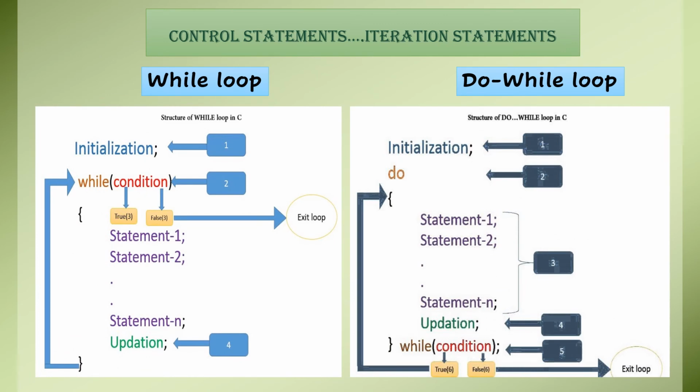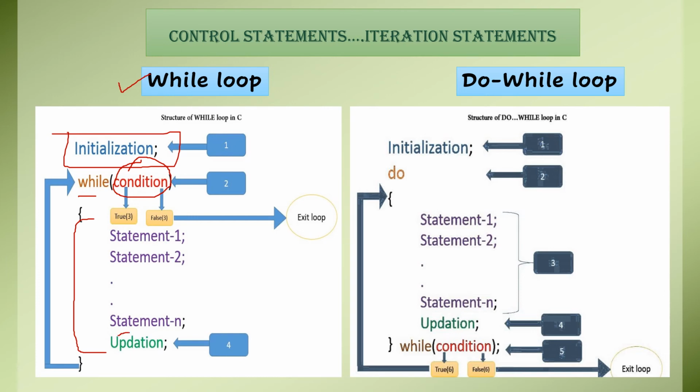Now next we have iteration statements. When we want to execute some statements repeatedly, iteration statements or loop control statements are used. First one is the while loop. In a while loop, the variable is initialized, then in while, the condition is checked. If that condition is true, then this block will execute.